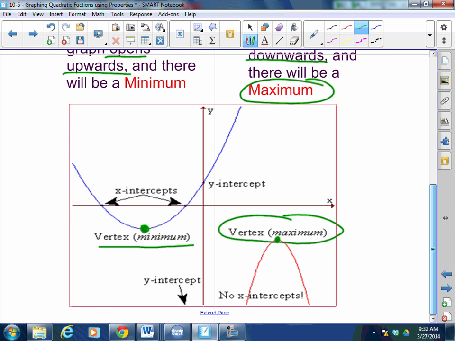So if the graph points up, a is positive, and you have a minimum. If the graph points down, a is negative, and you have a maximum. Does this make sense, guys?